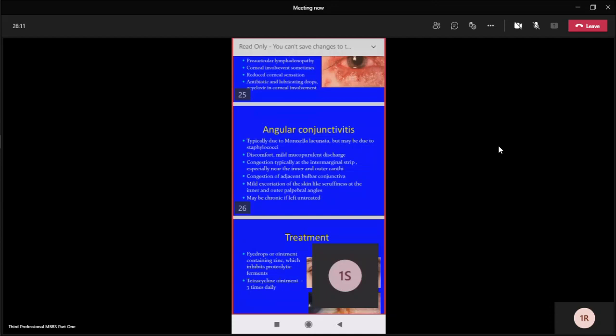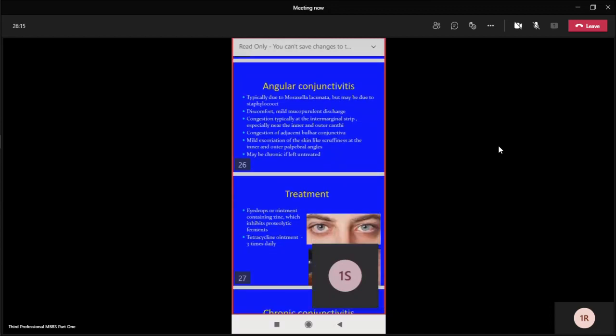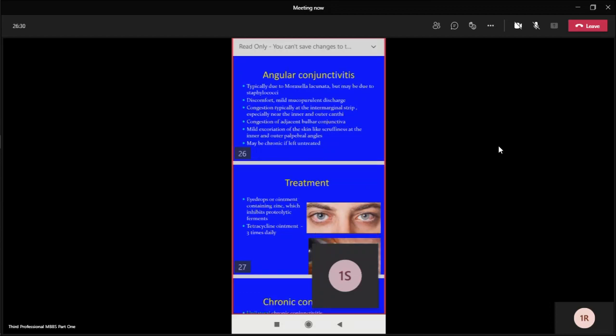Treatment. With quinolone eye drops or tetracycline ointment, we sometimes use zinc preparation, which inhibits the proteolytic ferments produced by the bacteria.